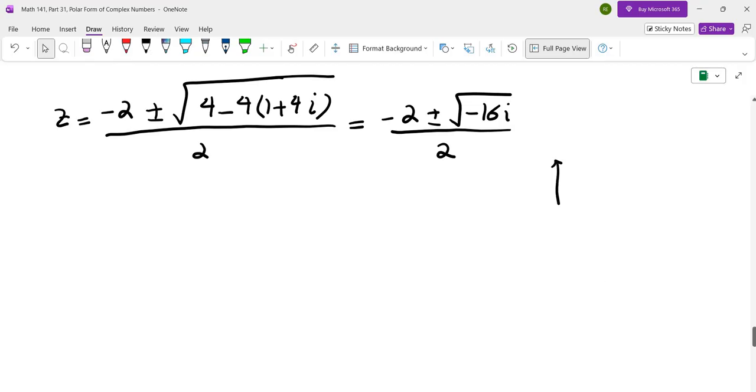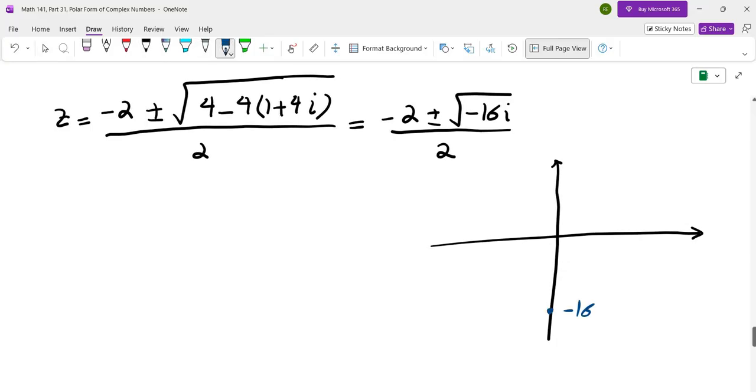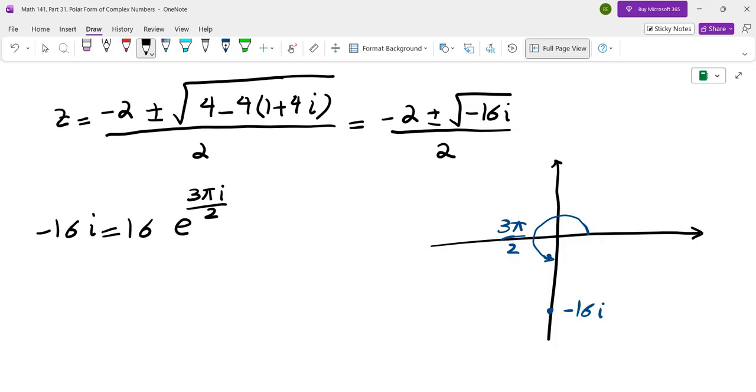So let's plot negative 16i. Negative 16i is right here. So the angle is in fact 3 pi over 2, and the distance is 16. So we can write down negative 16i as 16 e to the power of 3 pi i over 2. And if we add 2 pi to the angle, we get 7 pi over 2 times i.